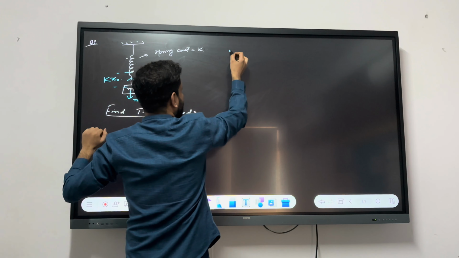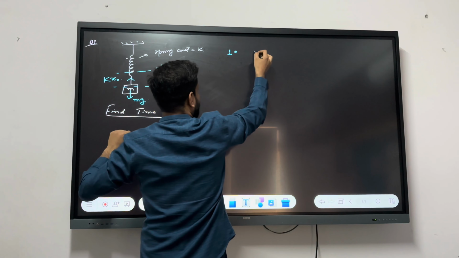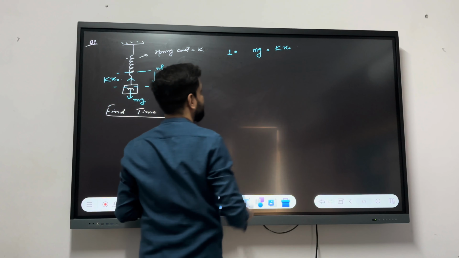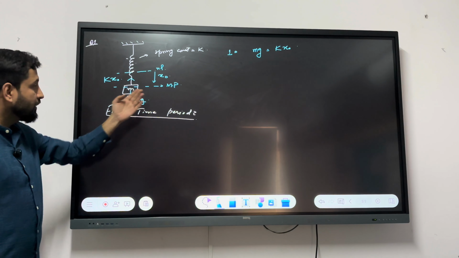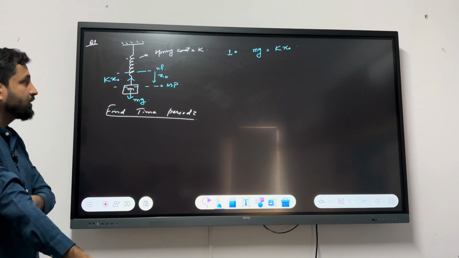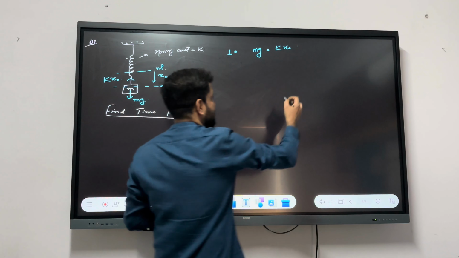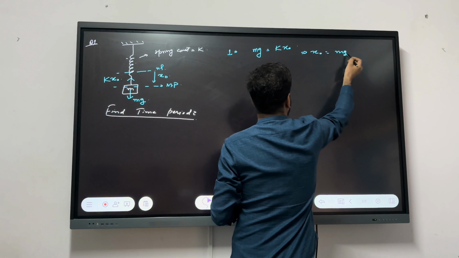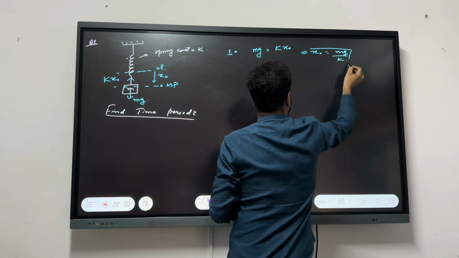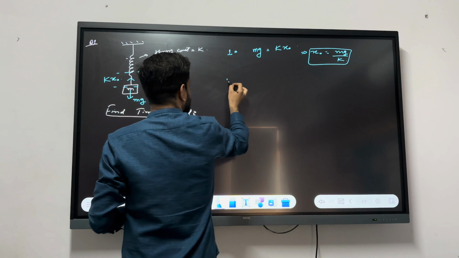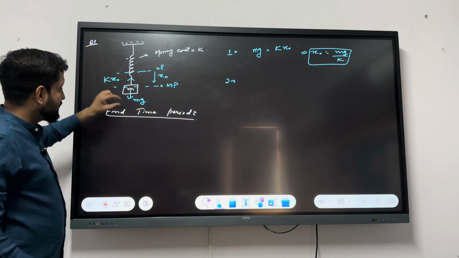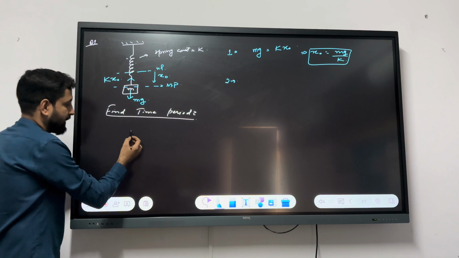So for step 1, we can say that mg downwards is equal to kx naught. So here we found the mean position, that's x naught from natural length, which is mg by k. We can say that x naught as a mean position is equal to mg upon k. Now the second step: if we displace this mass, let's take another diagram.